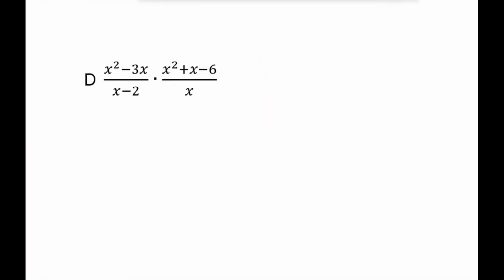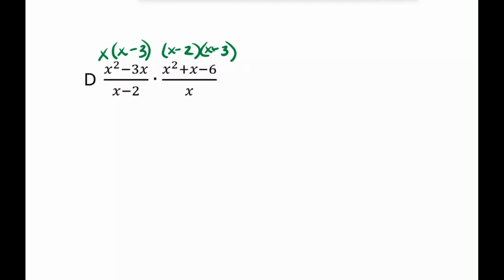All right, we got multiply, so we're just gonna multiply straight across. Let's do some factoring first. First fraction, I can factor an x out. So that's going to give me x minus 3. Second fraction, that's going to be a 2 times 3, but put the negative on the 2. All right, there we go.